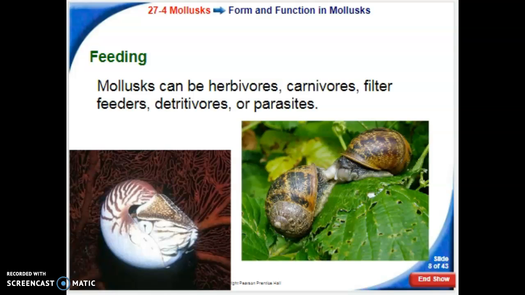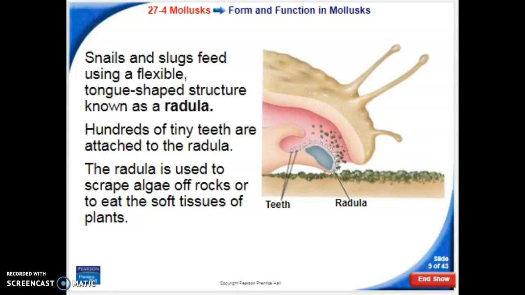Mollusks can be all the different types of feeders that we've talked about. They could be a herbivore, a carnivore, a filter feeder, a detritivore, or can be parasitic. So some of the mollusks use what's called a radula, and this is going to be a tongue-shaped structure. They have hundreds of tiny teeth attached to that radula. You can see there that it's used to scrape off the algae and eat the soft tissue of those plants.